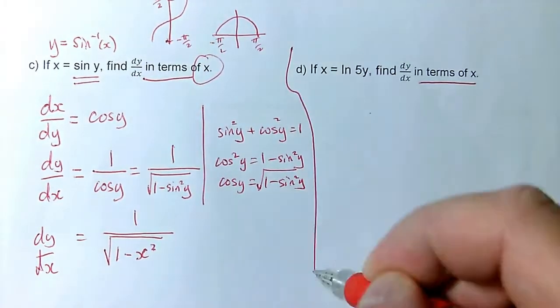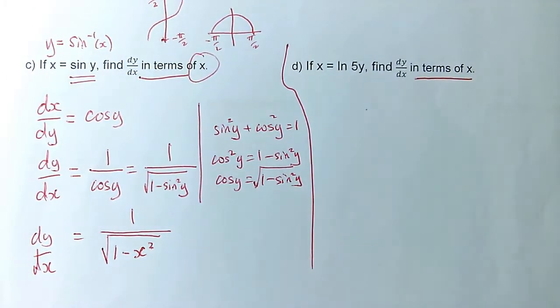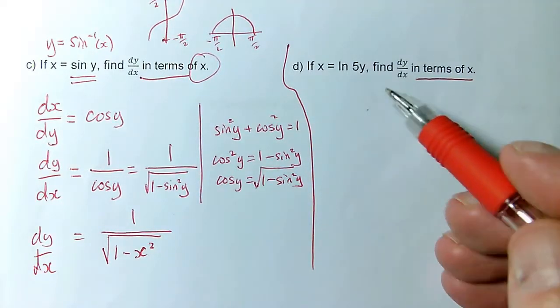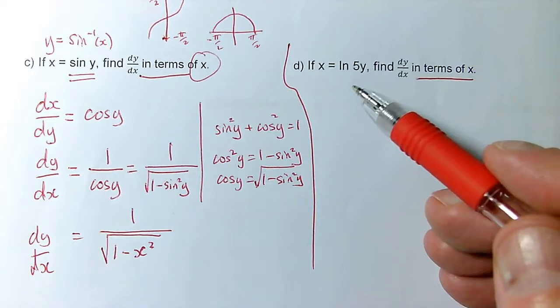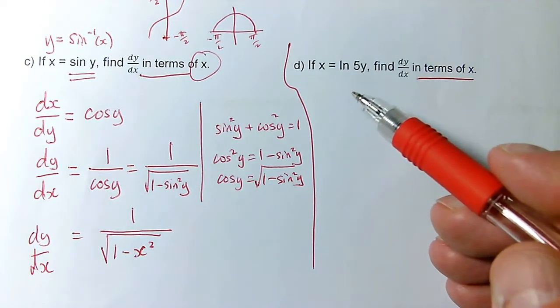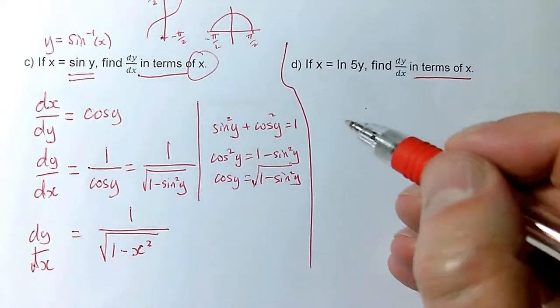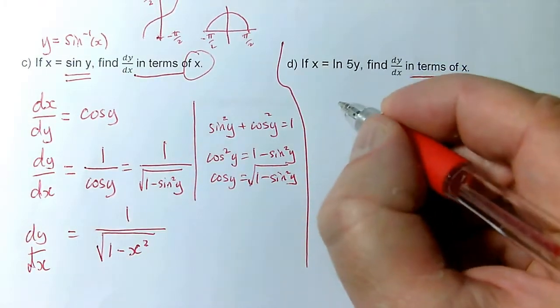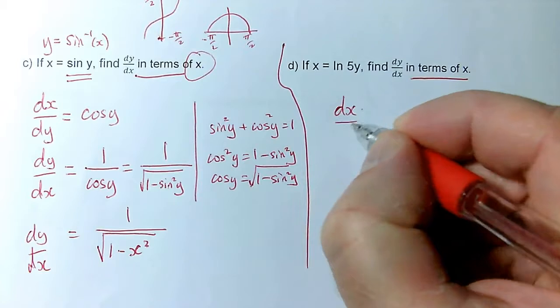The last one's going to be much easier now. So x equals log of 5y, and I've got to find dy by dx in terms of x. Now, because log is kind of an inverse function anyway, this one would be very nice to do, just by rearranging the original equation to make y the subject. But we're not going to do that. We're going to stick with the spirit of it. We're going to get dx by dy first.